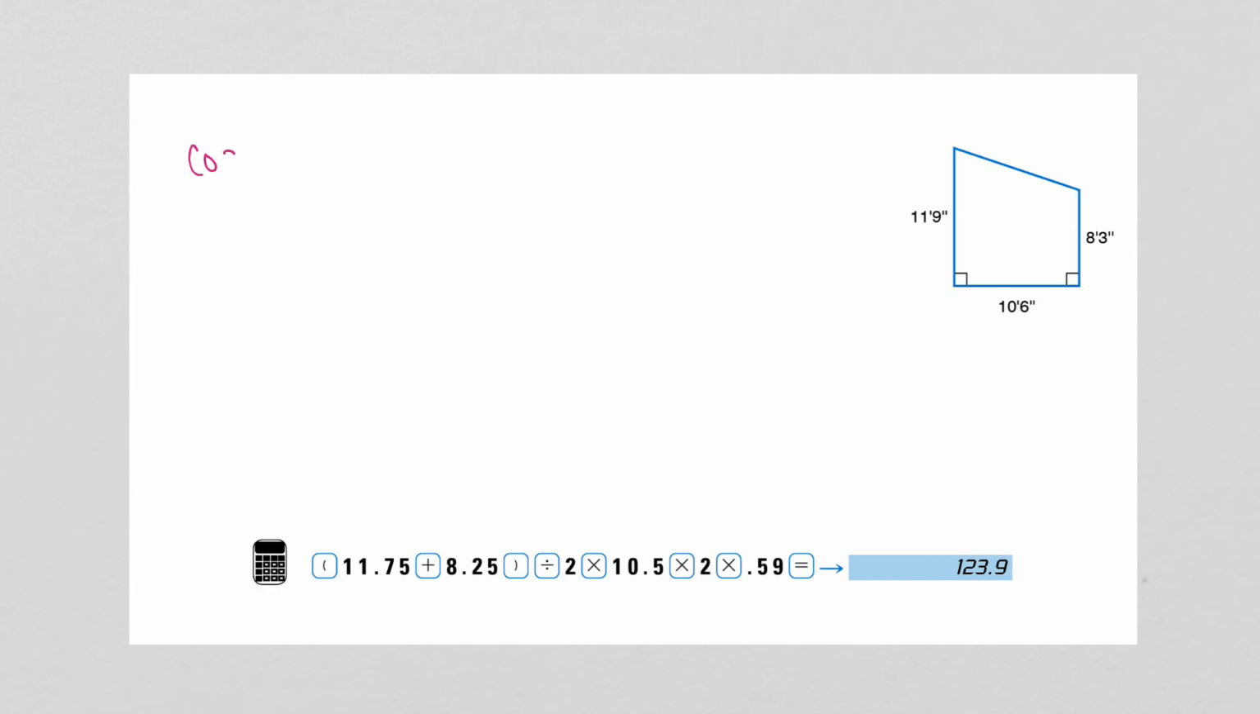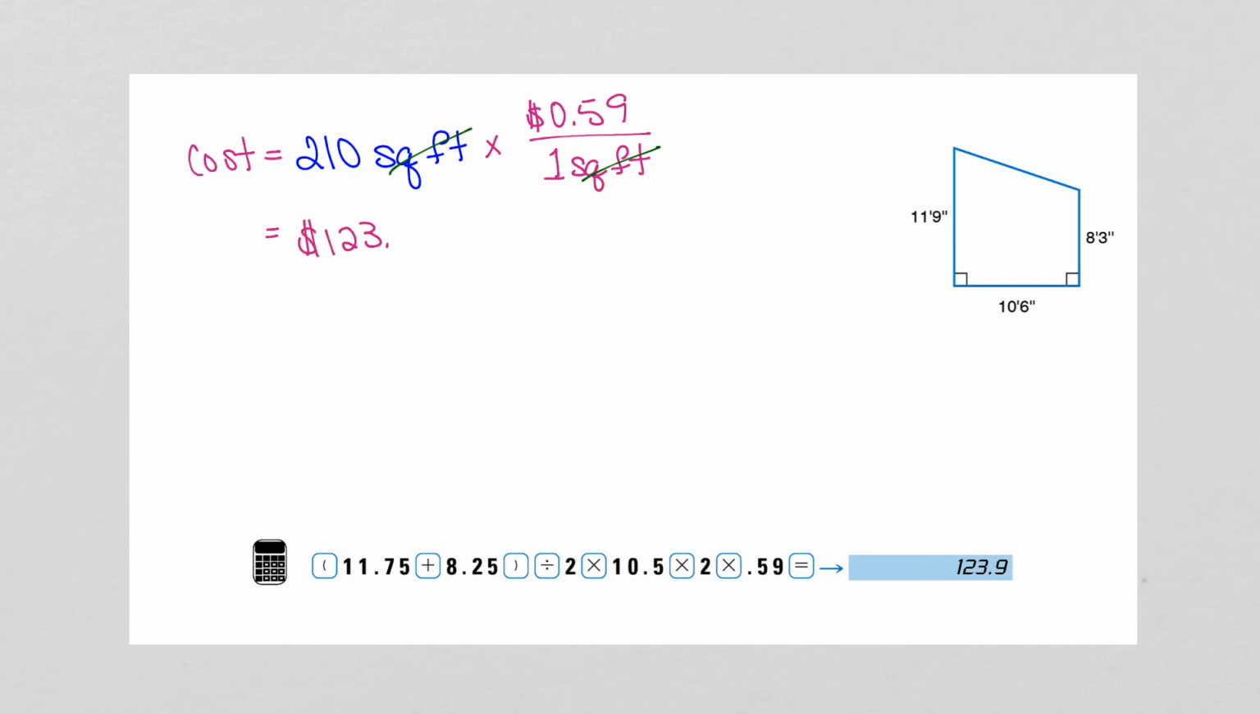So to find the cost, take 210 square feet and multiply by 59 cents per square foot. Square feet will go away, and we just multiply 210 times 0.59, and we get $123.90 for the drywall.